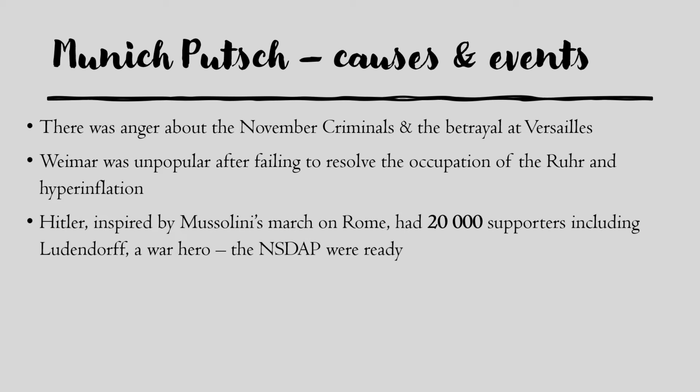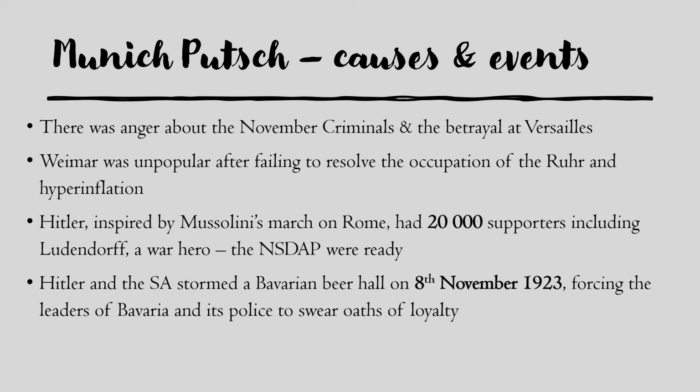So Hitler, he'd seen Mussolini's march on Rome and how he'd taken power, and he thought that the NSDAP were ready. So they had the SA now, they had 20,000 supporters, and they had quite an important supporter called Ludendorff. He had been a war hero in the First World War, so he provided credibility to the party, and they were ready to take action.